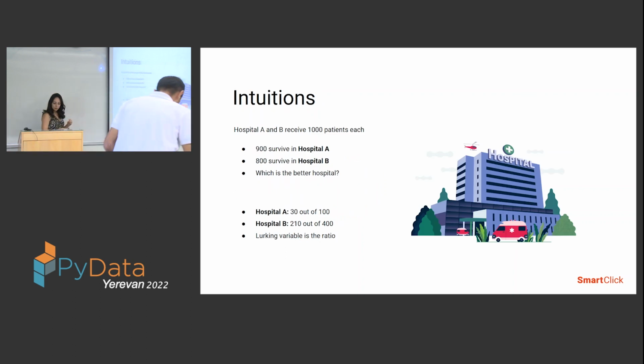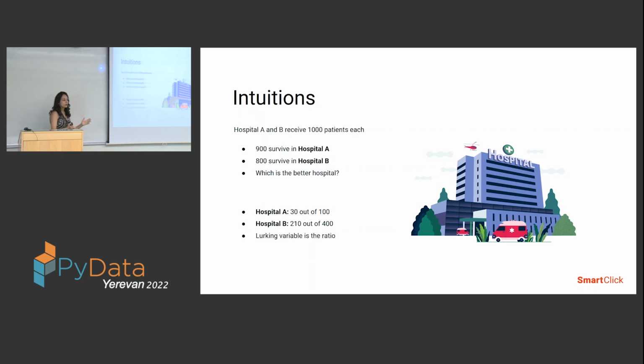And I'll give you a more complicated example where our intuitions can be wrong. So imagine we have 2 hospitals, Hospital A and Hospital B. We have 1,000 people who have applied to both hospitals. And we know that 900 have survived in Hospital A, and 800 have survived in Hospital B. Now, simply looking at this statistic, you are going to say, all right, I'm going to apply to Hospital A as a patient because it seems from the statistics that they have a better survival rate.